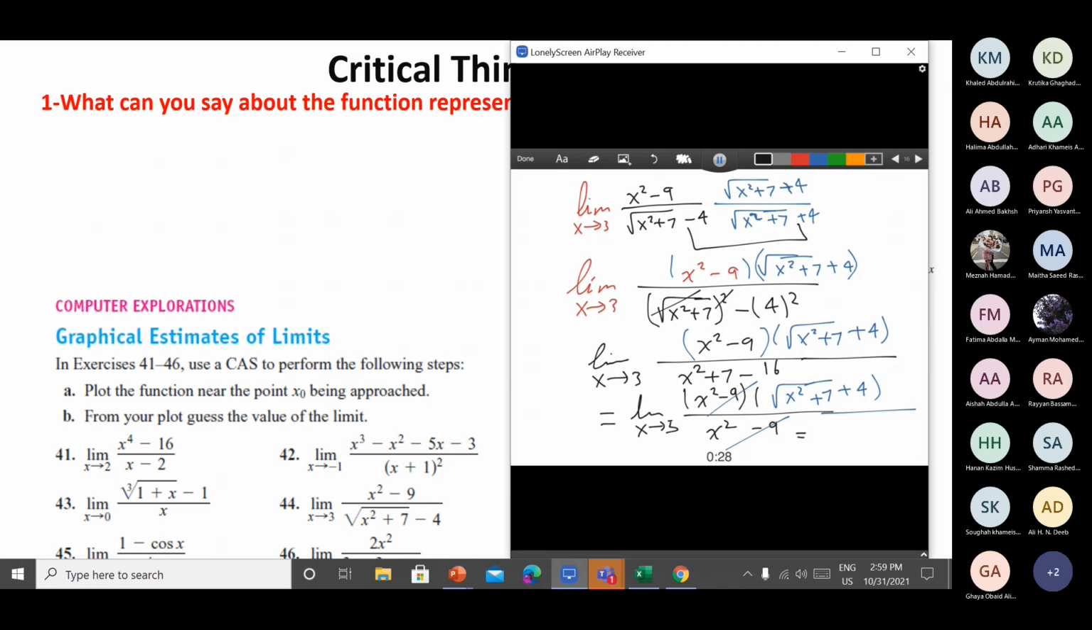X equal to 3, so I have 3 squared plus 7 plus 4, so you have root 16 plus 4, so you have 8.